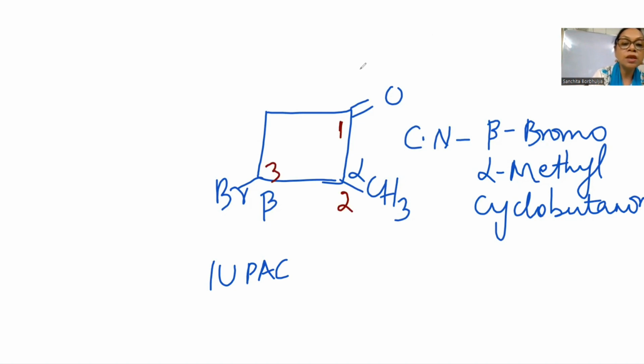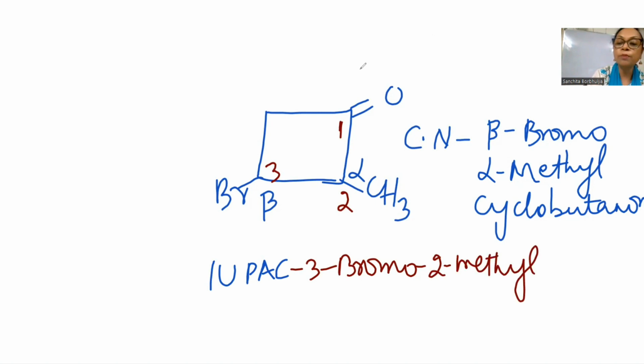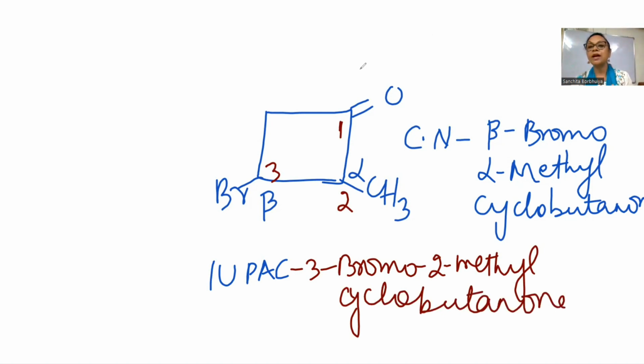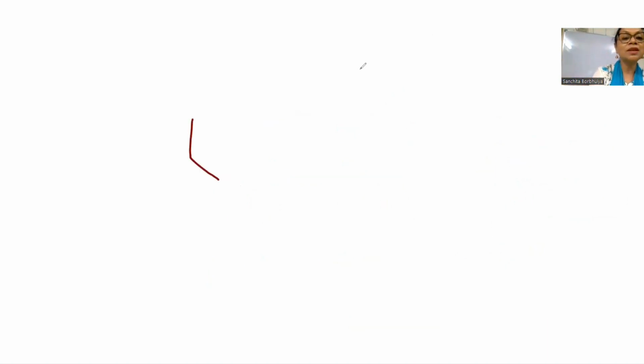So it is 3-bromo, 2-methyl cyclobutanone. Right? So I hope your confidence in cyclics has also increased. Let us go to aromatic ketones.